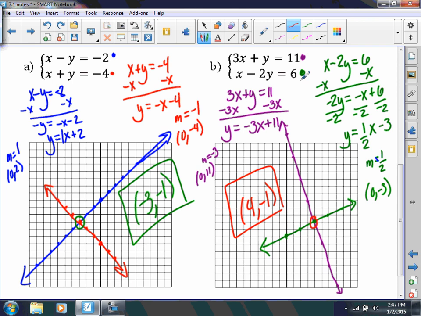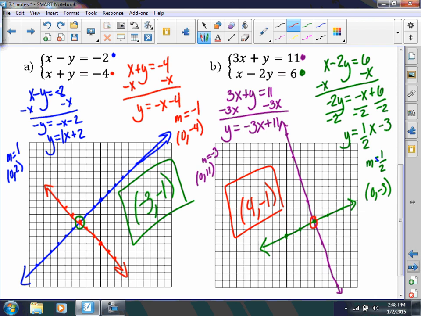Okay, so this is what we're going to be focusing on today, is graphing and finding where those lines cross. The ordered pair is the solution, though. Don't forget that. That's what we're trying to find, the ordered pair. Sometimes students graph them and then they don't write down the ordered pair.